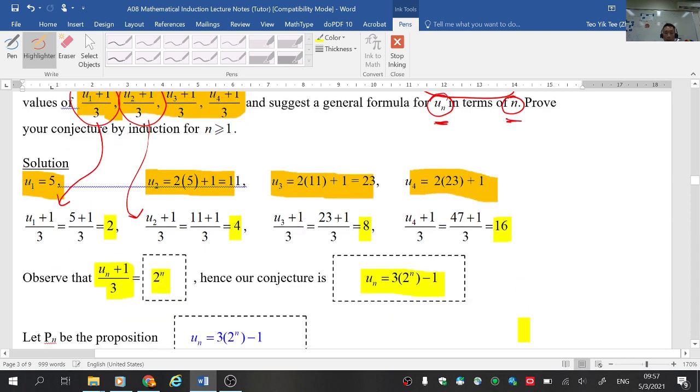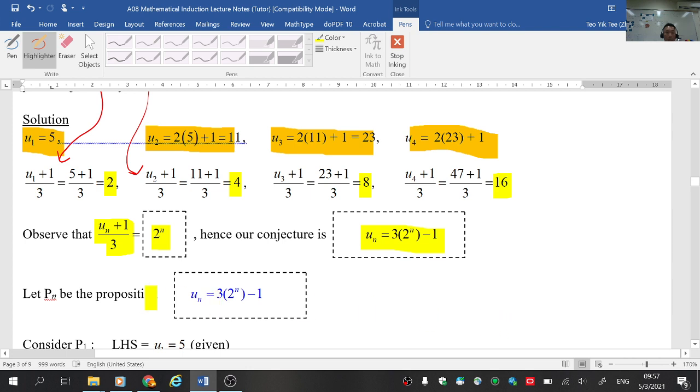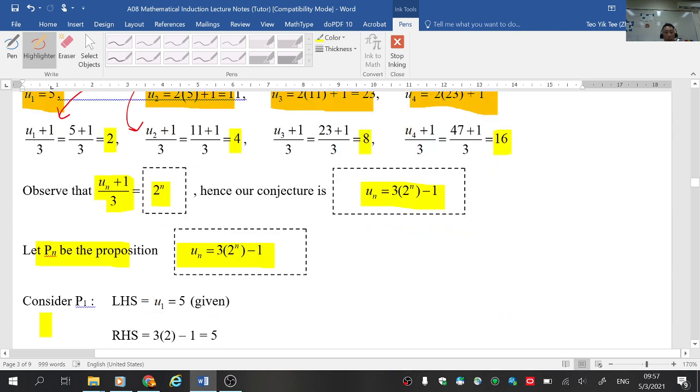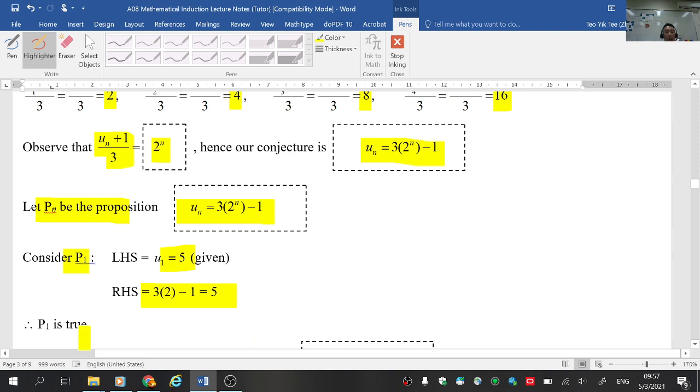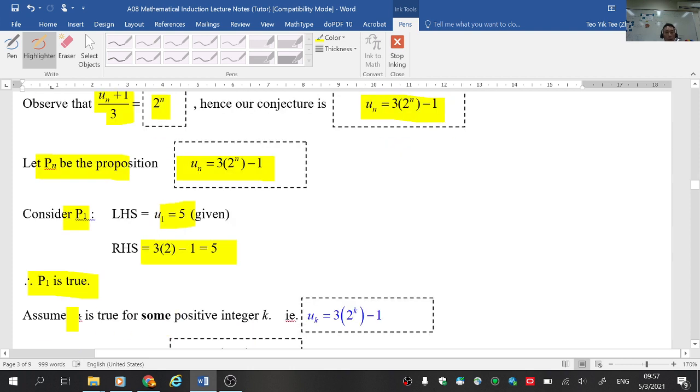Subsequently, it is your same process again. Go through the usual stuff. Let P(n) be the proposition. Then after that, consider the first case. So first case is P1, left hand side given, right hand side equals to 5. So you have proven P1 is true. Step 2, assume P(k) is true for some positive value of k. So same thing, copy down everything, replace your n by k.